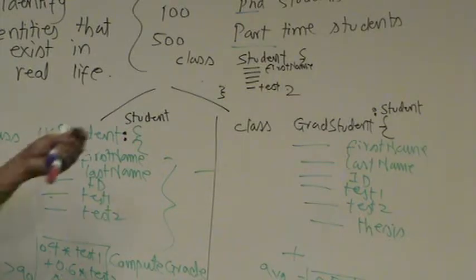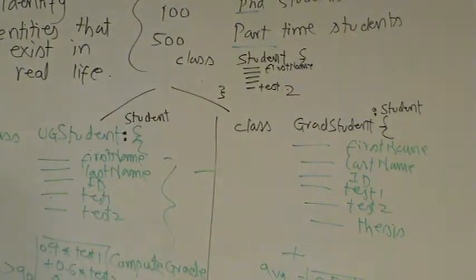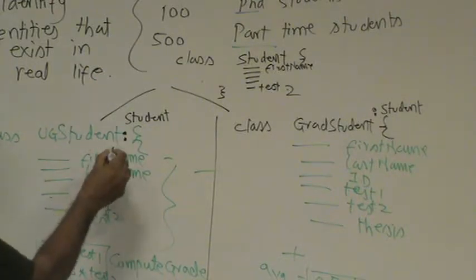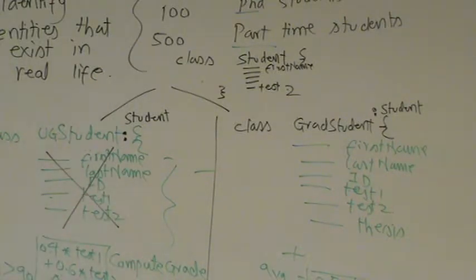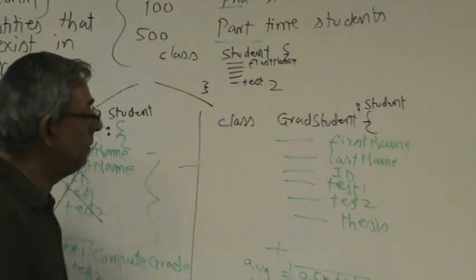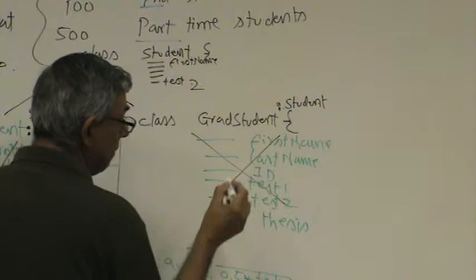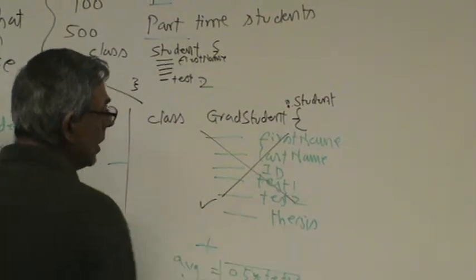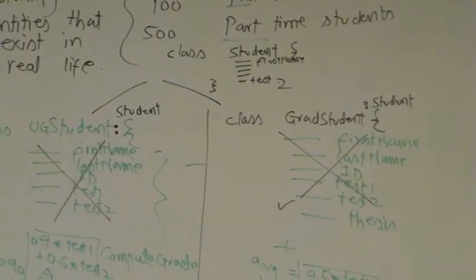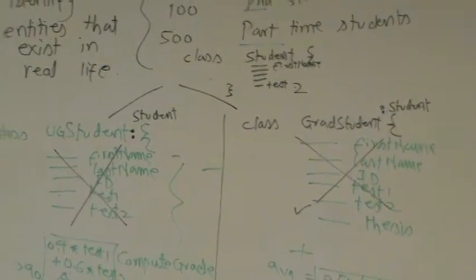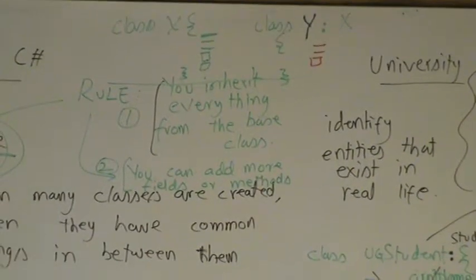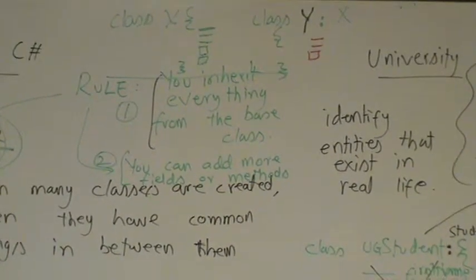So since we inherit everything, do we have to declare these 5 fields over here? No. So these go away. Do we have to put those 5 fields over here if we inherit from student? No. The first 5 fields go over here. The thesis can be added. Remember the rule in inheritance? We can add more fields or methods if we feel like it. Okay. So far so good.